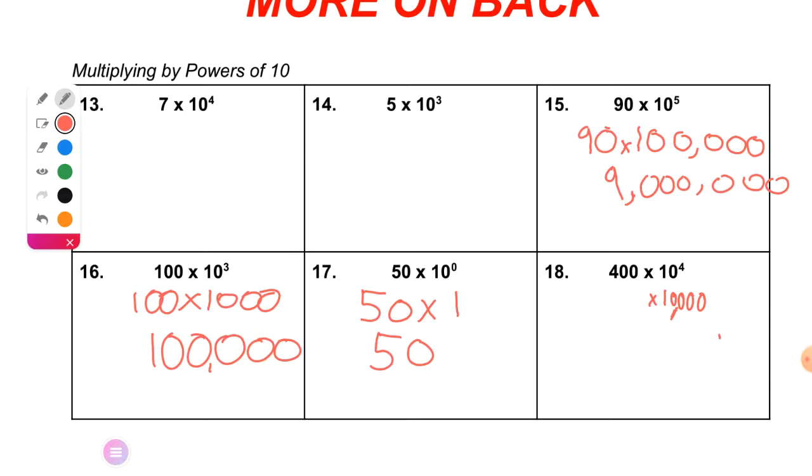Haley said 10 to the 4th is equal to 10,000. She is correct. What mental math are you going to do, Haley? 4 times 1 is? Okay, 4 times 1 is 4. And how many zeros did you add? 6 of them. Okay, put in your commas. There we go. Good job.